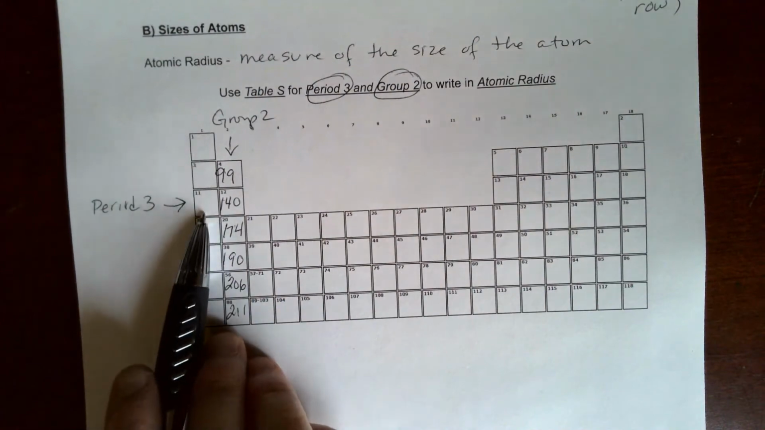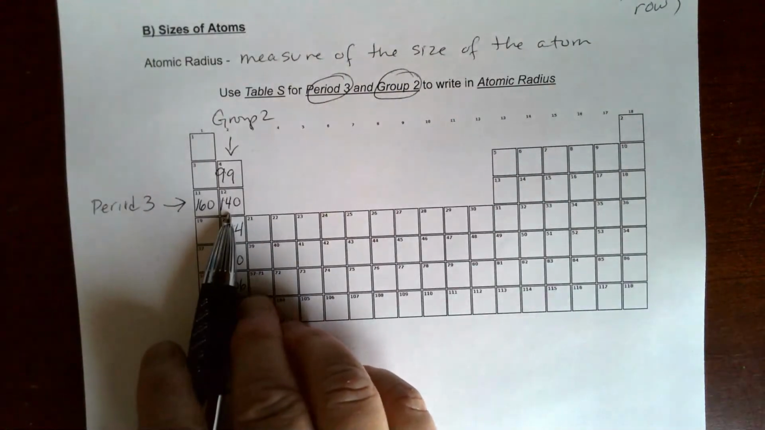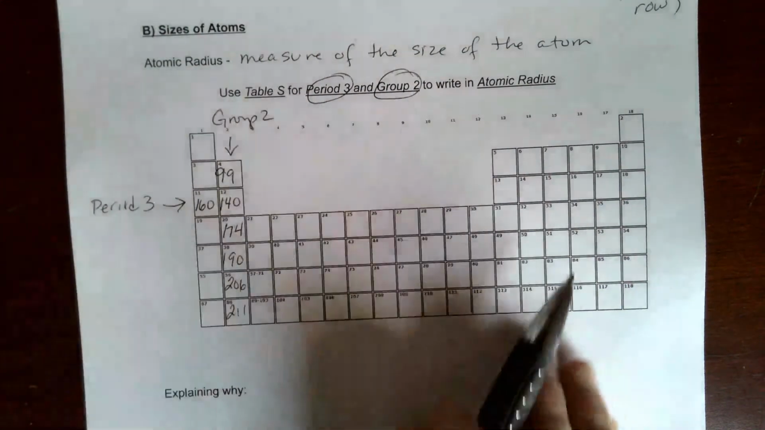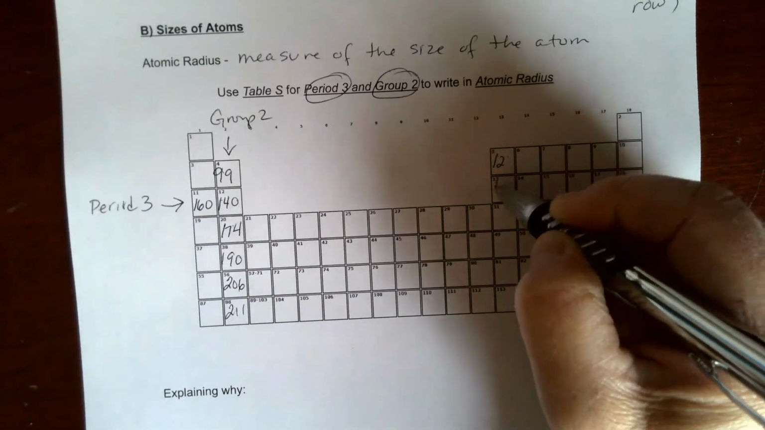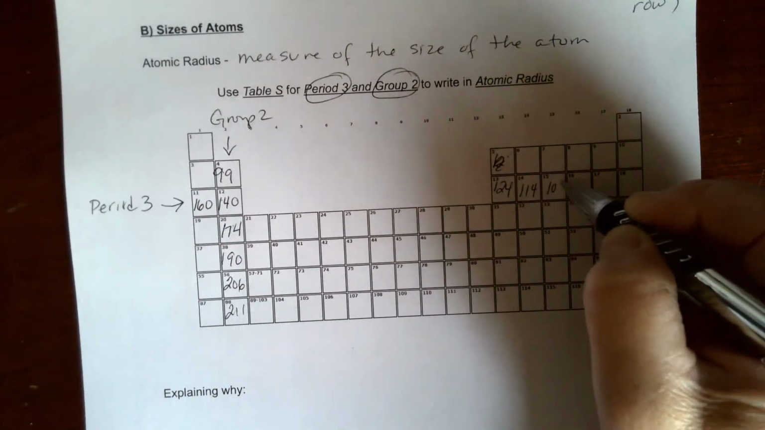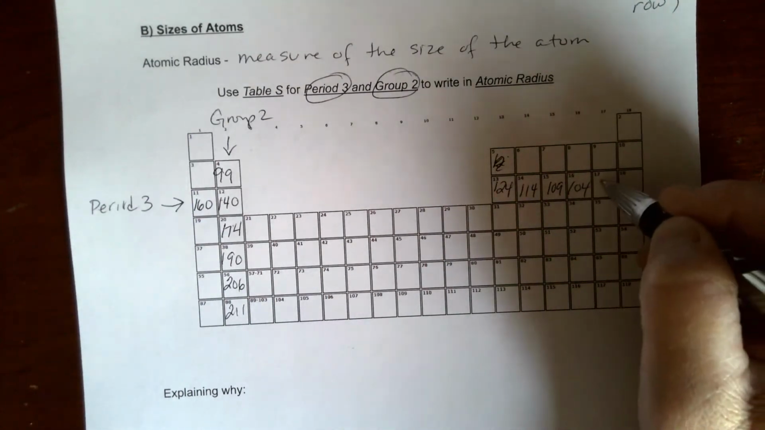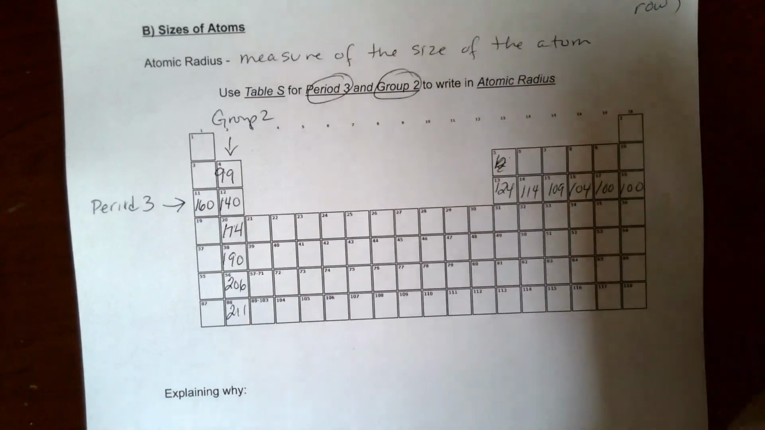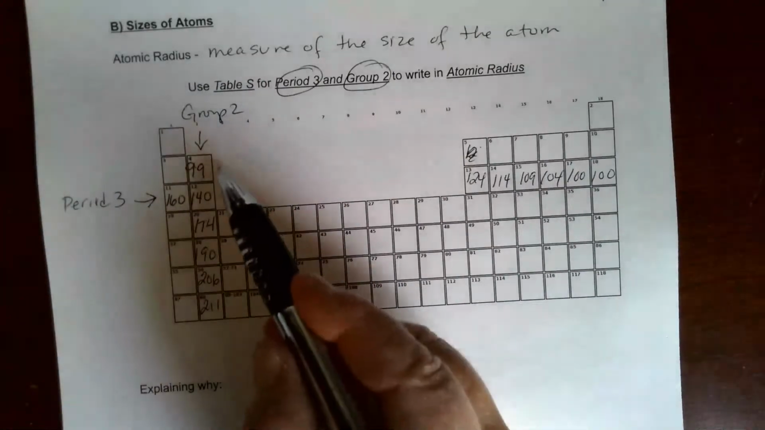Let's continue on for period 3. If I look up period 3, I have 160, and then we already had 140 listed. Let's go over here to 124, then 114, 109, 104, 100, and 101.